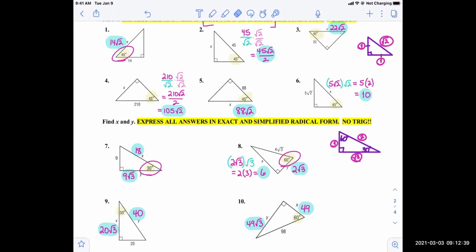See how in the directions here, I said express your answers in exact and simplified radical form. That means do not do trigonometry, because when you start touching your calculator, you're going to be getting decimals. And I don't want decimals. I want radical 2s and radical 3s, okay? So whenever it's a 45, 30, or 60, you've got to watch out for special right triangles. When I say no trig, that means no SOHCAHTOA, no sine, cosine, tangent.